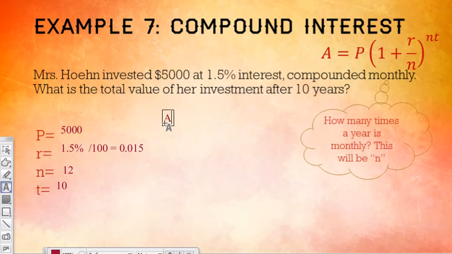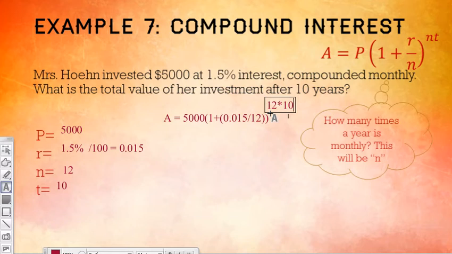So A is going to equal my principal, that was that 5,000, times 1 plus, okay, my rate is 0.015, and I divide that by the number of times in a year it's compounded, which is 12. Okay, and then I'm going to raise that all to the n times t, so 12 times 10. Okay, so that's how I would plug all of that in.